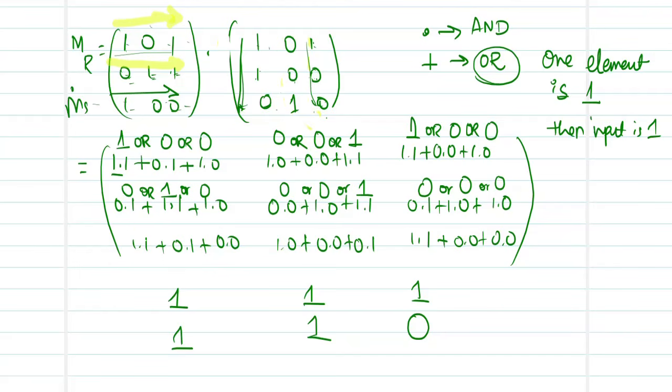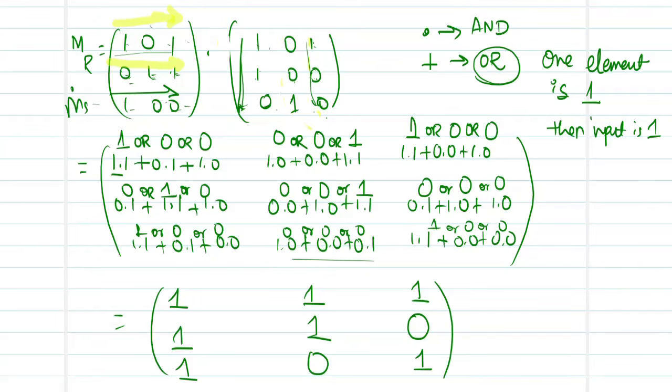Next, I move to 1 or 0 or 0. So this becomes equal to 1. This is 0 or 0 or 0. Again, see that it has all the three entries to be 0. So the matrix entry is 0. Now it is 1 or 0 or 0. So the matrix entry is 1.